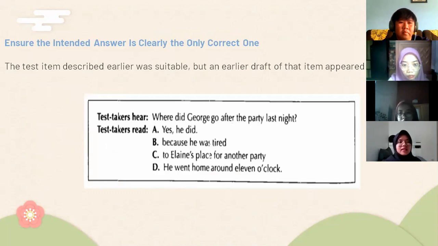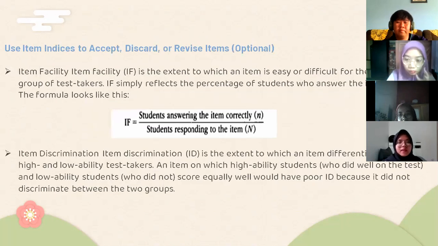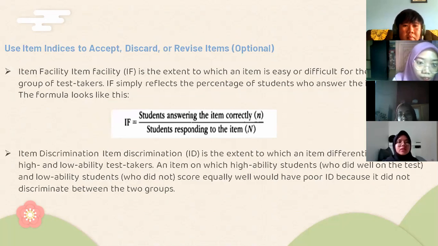The next is ensure the intended answer is clearly the only correct one. The test item described earlier was suitable, but an earlier draft of the item appeared as follows in the picture on the slide. Next slide. The next is use item indices to accept, discard, or revise items.